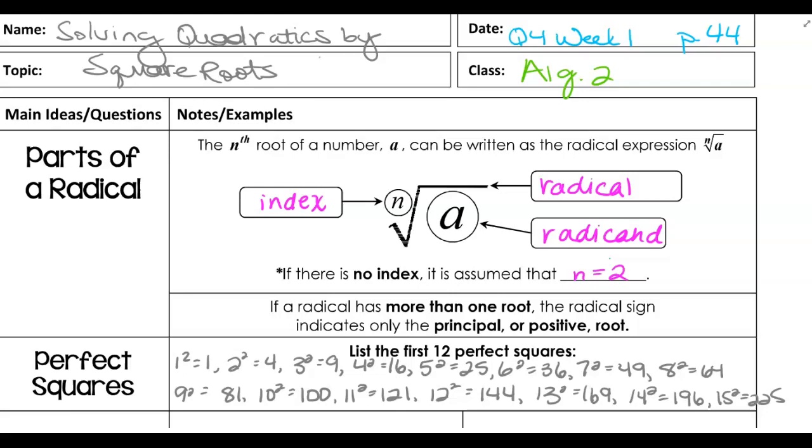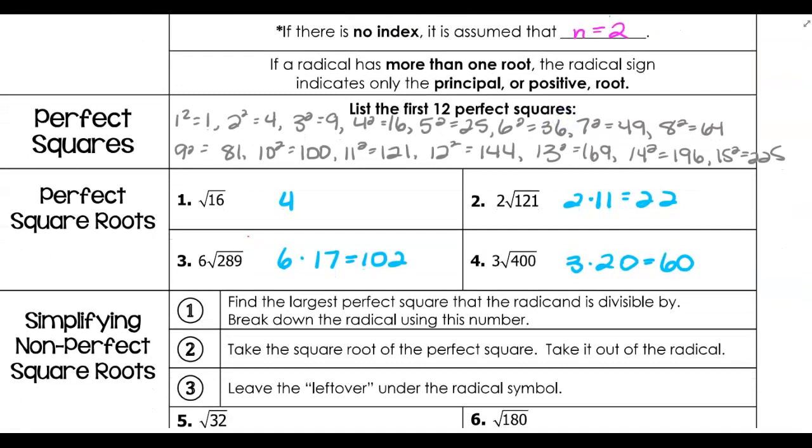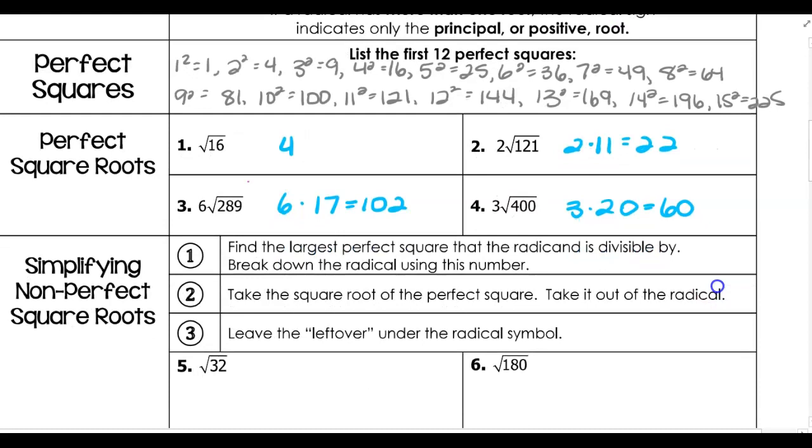The number underneath that symbol is called the radicand. And then the number that's in the checkmark part of the radical symbol is called the index. Now, when there's no index, it is assumed that n equals 2. And the radical is then sometimes called the square root. But in general, we call it the radical symbol for other values of n in that index. If a radical has more than one root, the radical sign indicates only the principal or positive root.